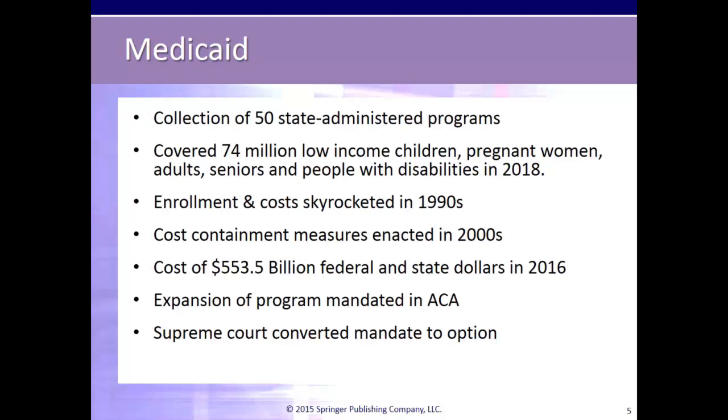The ACA originally mandated all states to expand Medicaid to people with annual incomes below 138% of the federal poverty level. This mandate was challenged by states, and ultimately the Supreme Court struck down the mandated expansion. 32 states, including Washington, D.C., have expanded Medicaid through the Affordable Care Act. This expansion has been responsible for increased costs of Medicaid, with the expansion largely including low-income adults between the ages of 18 and 64.